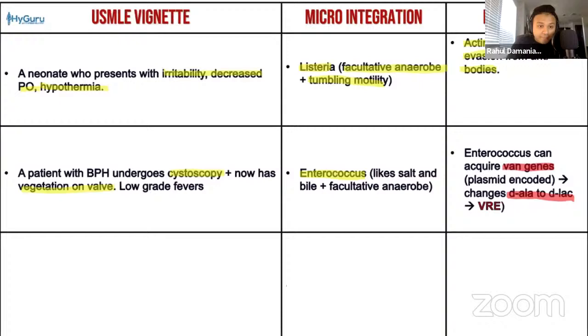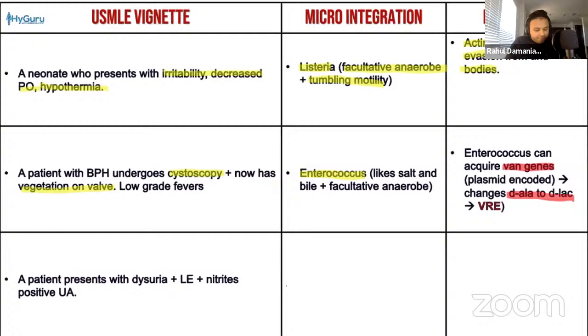Another vignette that we're going to need to go through is this one. A patient presents with dysuria, positive leukocyte esterase, and positive nitrites on the urine analysis. What do you guys think is the disease that's going on here? Go ahead and put that into the chat. What is the disease that's going on when you have dysuria with positive LE and nitrites? You're absolutely correct, cystitis.